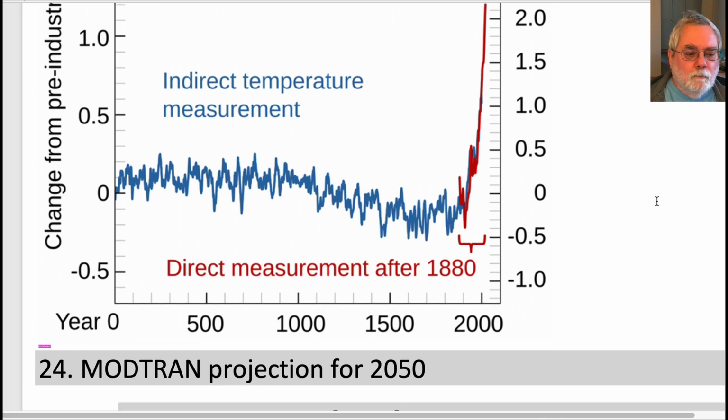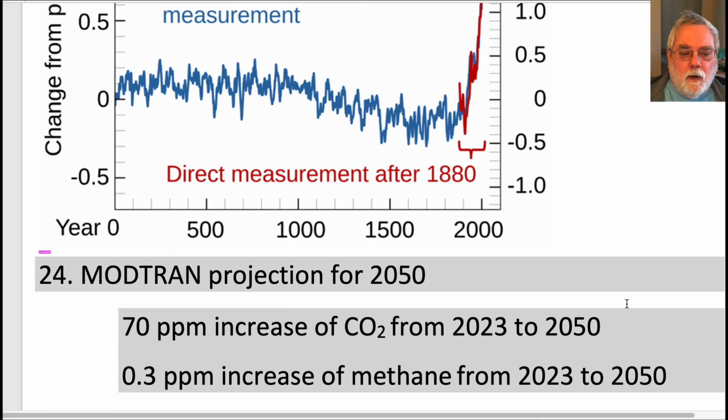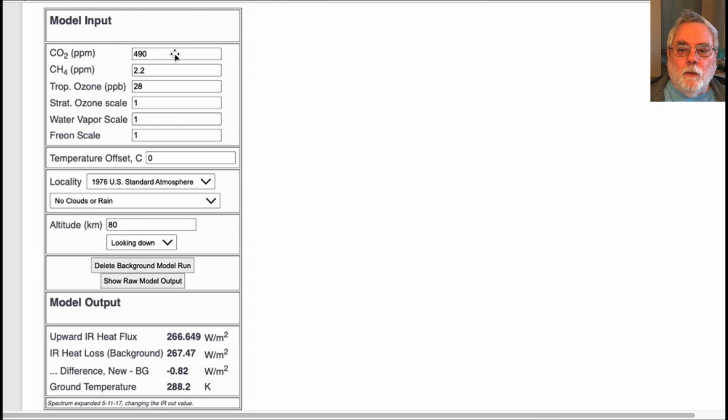So let's assume a 70 part per million increase of carbon dioxide from 2023 to 2050, and a 0.3 part per million increase of methane from 2023 to 2050. This would be a 16 to 17% increase of carbon dioxide and methane in the atmosphere relative to 2023. So these are the 2050 configuration I've given it, and I've had it calculate relative to 2023.